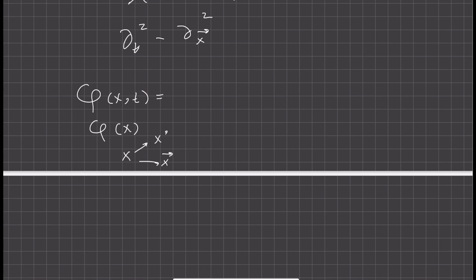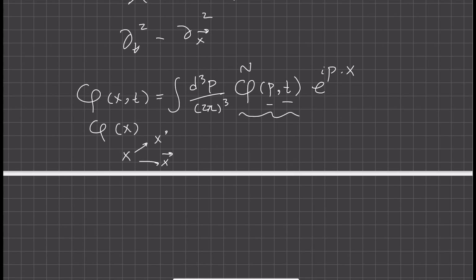But if we think about phi of x and t, it is the integral of d3p, now the space component of the momentum, divided by 2 pi cubed, which is a more conventional term. And then you have this phi tilde of p and t. Now I'm talking about p and t, so again I separated the time here, times some exponential term which connects p and x. This is the Fourier transformation, and in the Fourier transformation you want to find this coefficient. In classical physics you talk about the Fourier transformation.